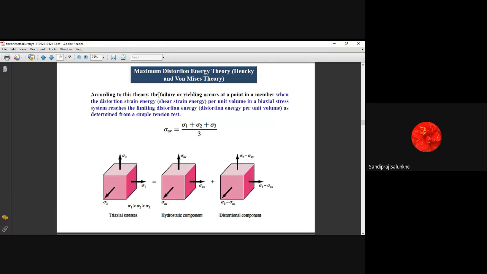According to this theory, failure or yielding occurs at a point in a member when the distortion strain energy... The strain energy word is very important because energy which is sustained is sustained by means of strain only. It is not sustained by the stress. Stress is a calculated value, and that is calculated either by force divided by area, or by stress divided by strain is equal to Young's modulus. So if you know Young's modulus, then you are able to calculate the stress: Young's modulus multiplied by strain.